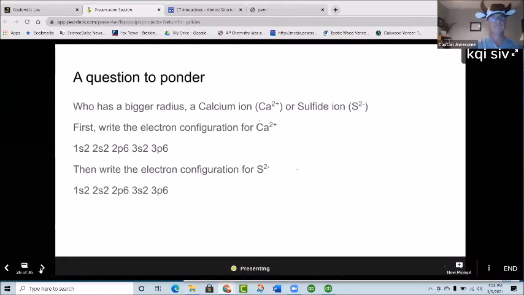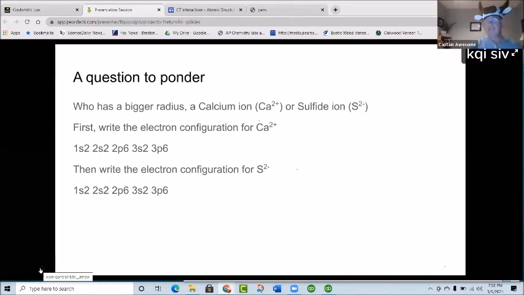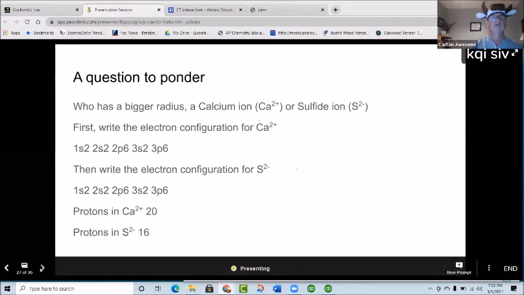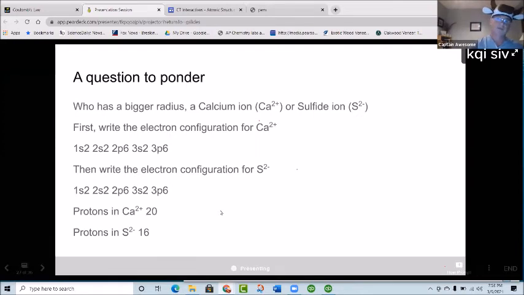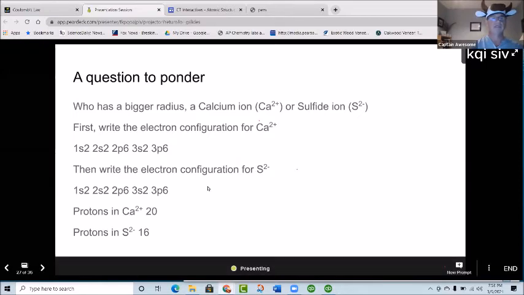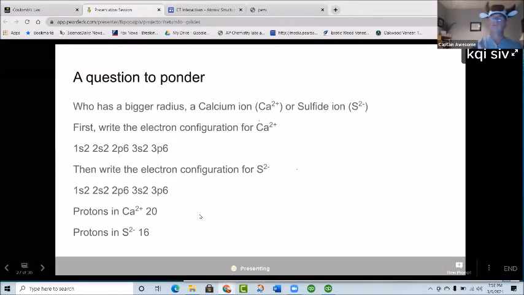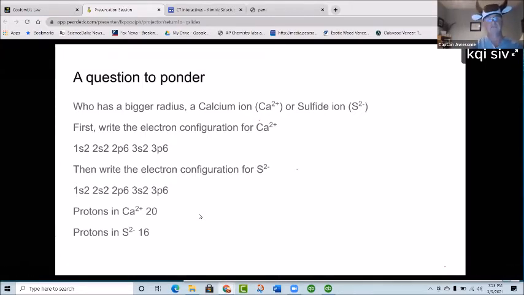electron configuration. Now, since we know the layers of electrons are the same, they both have 3 layers of occupied energy levels, we need to look at the number of protons. Calcium has 20 protons and sulfur has 16 protons. So between 20 and 16, who has a greater pull on the electrons? Well, calcium. Calcium has more protons. If you're pulling harder on those electrons, that makes your radius smaller.